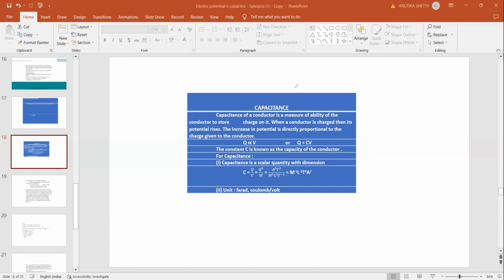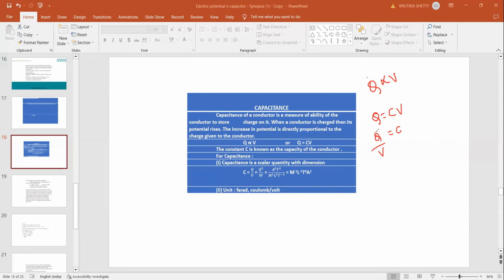And the formula: you said just now, capacitor is a device which will store the charges. So how much charge does the capacitor store, or this device store? It is directly proportional to the potential value. Q is proportional to the potential value. Therefore Q is equal to CV, it is written. Q is proportional to V, or it is also written as Q is equal to C into V, or C is equal to Q divided by V.